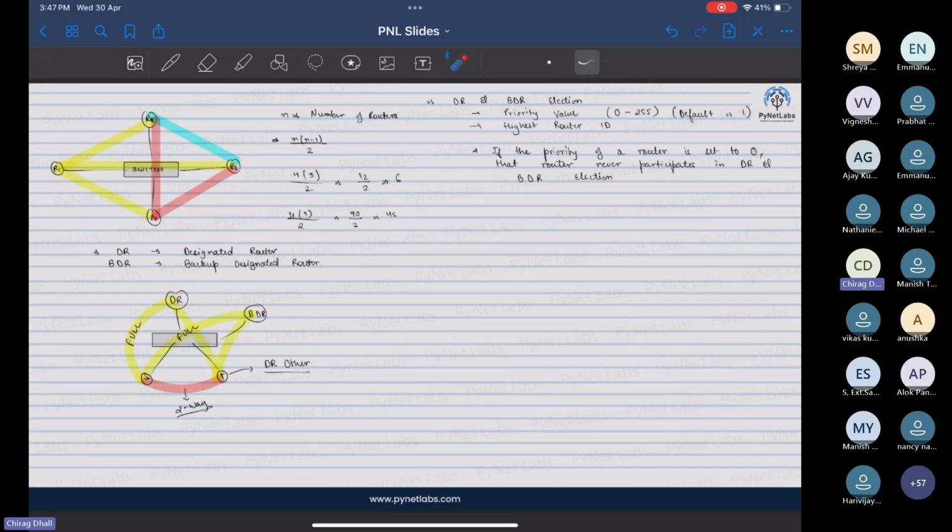Yes, correct, Pooja. If DR has failed and your BDR has become the designated router, even if your original DR recovers back, it will still not become designated router again because there is already a designated router doing its job.